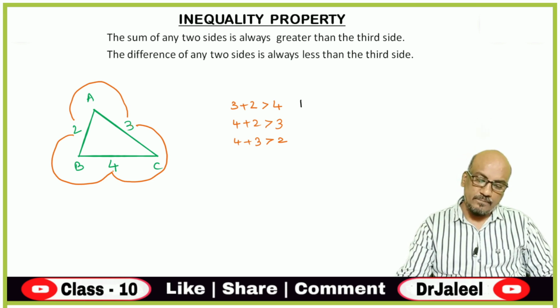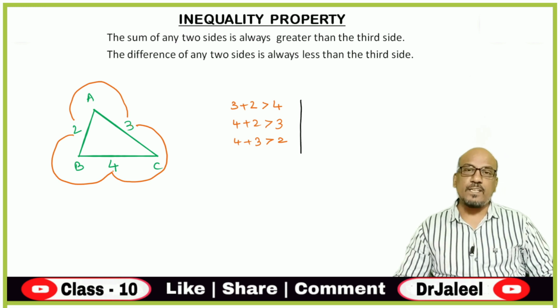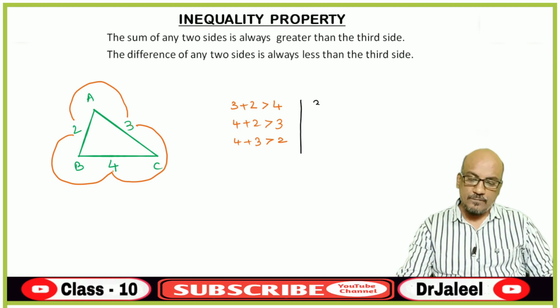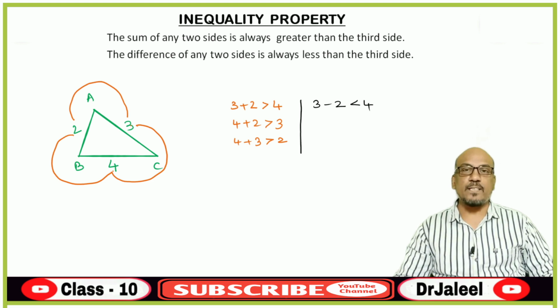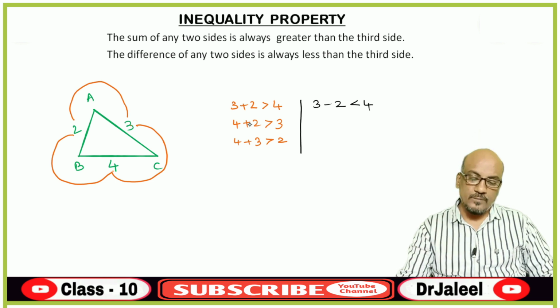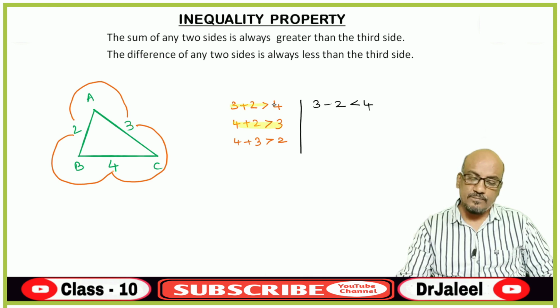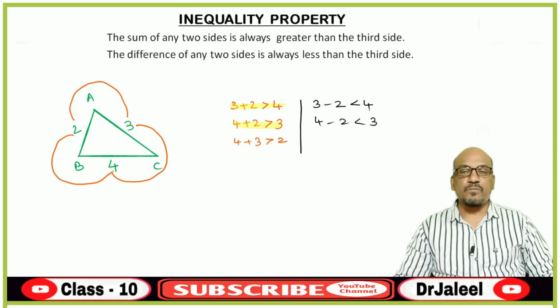Children, in the same way, difference also, any two sides, the difference of any two sides must be less than the third side. Same we will check. Here sum 3 plus 2 was greater than 4. If I take the difference, 3 minus 2 must be less than 4. Is it correct? 3 minus 2 is 1 and is always less than 4. What about the next? These sides? Yes, let's check now. 4 minus 2, the difference of these two sides must be less than 3. Yes, 4 minus 2 is 2 and 2 is less than 3.